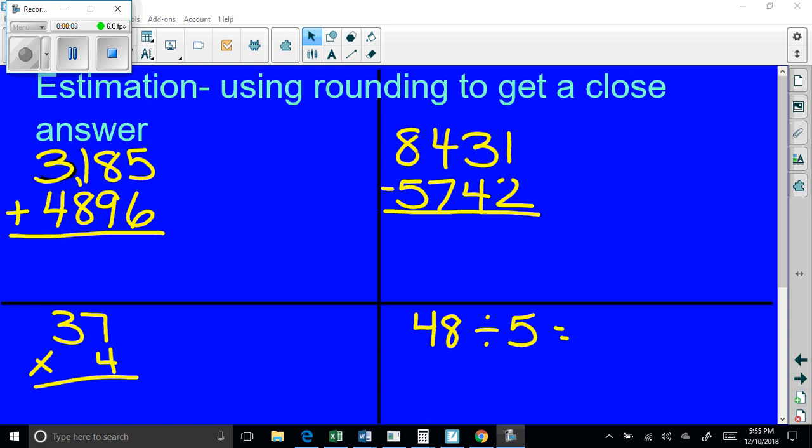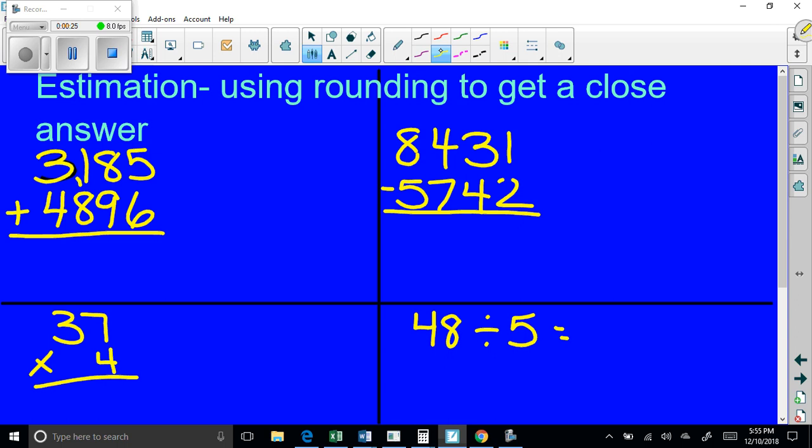Estimation is using rounding to get a close answer so that you have an idea of what your answer should be when you get there. A lot of times we use estimation when we go to the grocery store with our parents and we look at something that's $1.98 and we might say, oh, that's about $2.